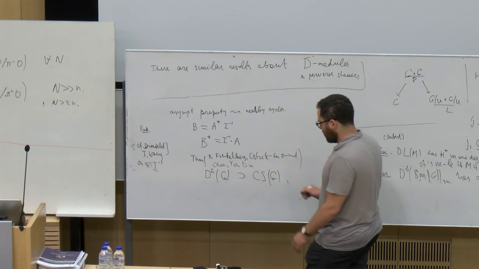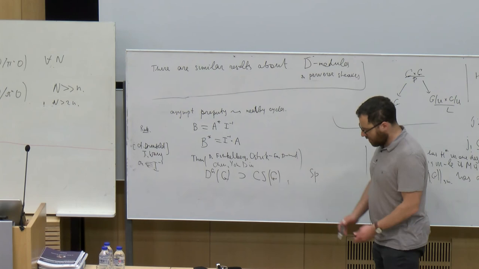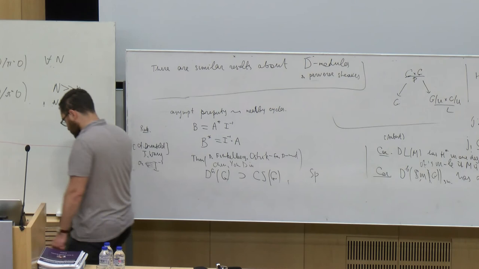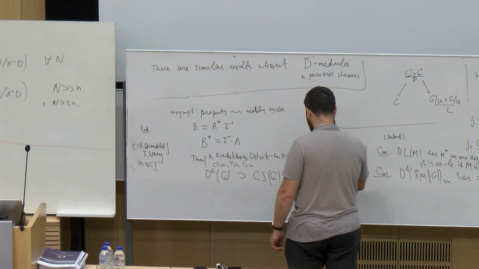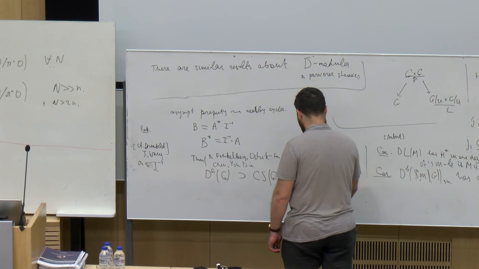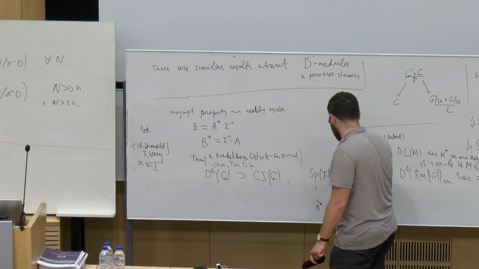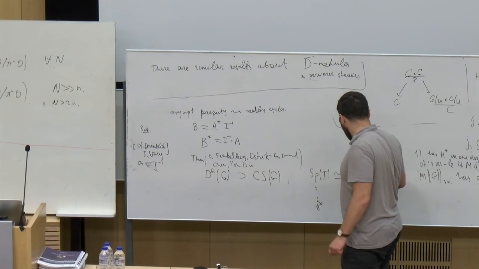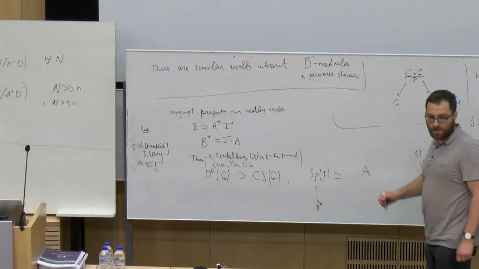And then there is a specialization, the nearby cycles functor, from D-modules on an open part of a variety to D-modules on the punctured normal bundle. So this is my replacement of B star. And I claim that this functor is isomorphic to the action functor, which I think doesn't need any comments, given by the same correspondence, and the intertwining functor.